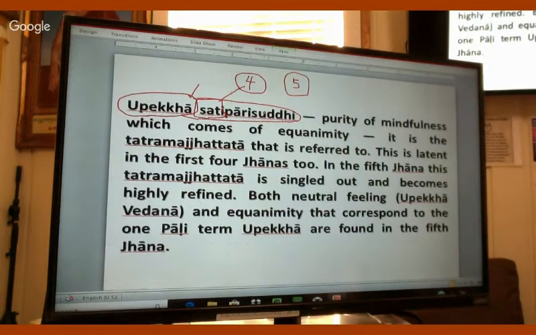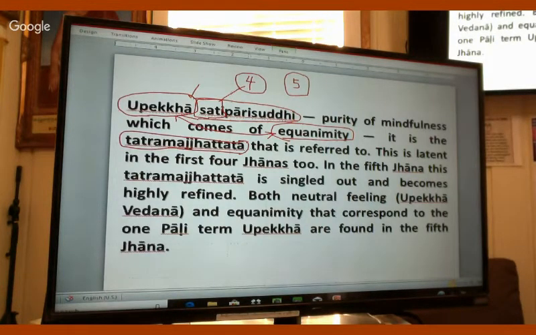So here, Upekkha Sati Parisuddhi means a purity of mindfulness which comes from equanimity. The Upekkha here is equanimity. Equanimity has another Pali word, Tatramajjhattata. It is always present with all kinds of wholesome consciousness: Kamavacara citta, Rupavacara citta, and Arupavacara citta, the formless pure consciousness, and also supramundane consciousness, Lokuttara citta, Magga citta, Phala citta as well. So Tatramajjhattata is what we need.